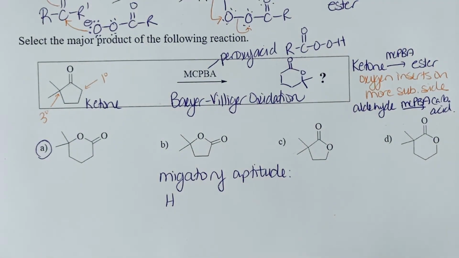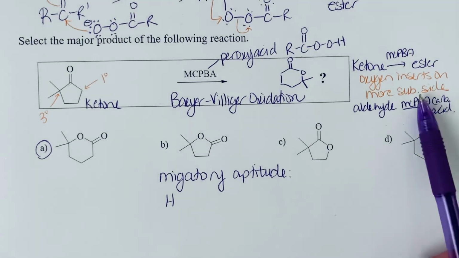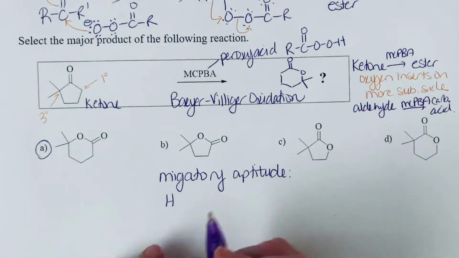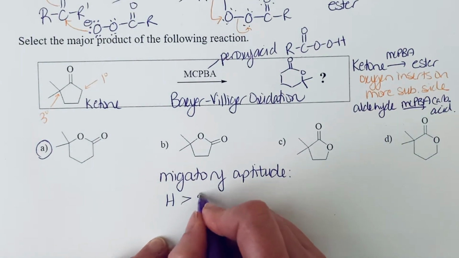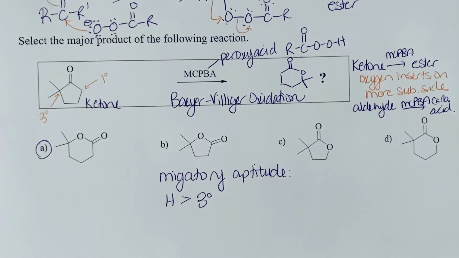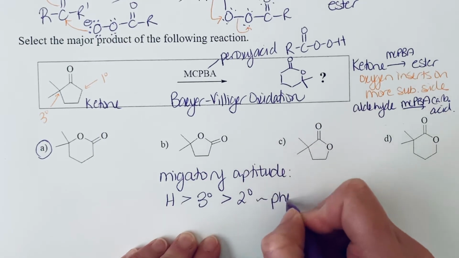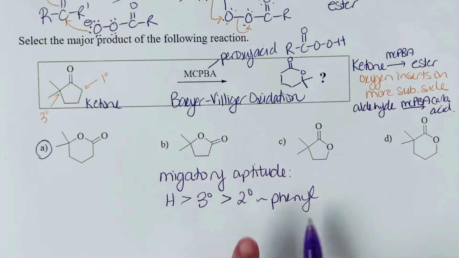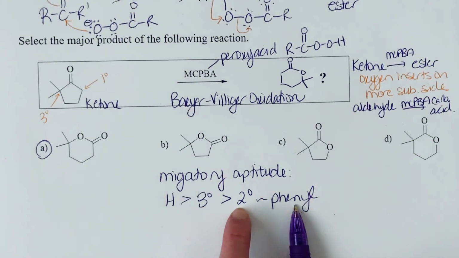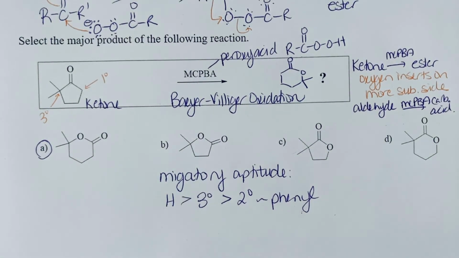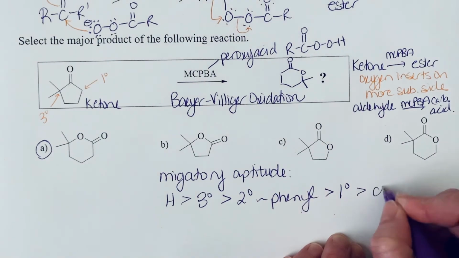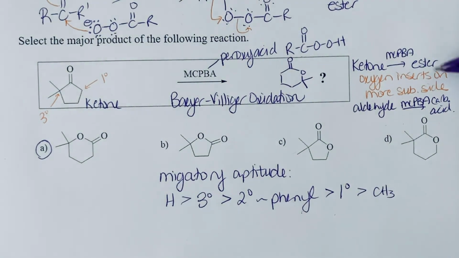Okay, but then after that, it seems to be the more electron-rich groups that tend to move faster, and that's why we see the substitution on the more substituted side. So after hydrogen, tertiary alkyl groups tend to move, and then secondary alkyl and phenyl rings are about the same. So if you had a secondary side and a benzene ring on the other side, you wouldn't get good selectivity, so that would not be a very useful reaction. And then finally, that migrates faster than a primary carbon, which migrates faster than a methyl group. Okay, so we have our general rules here.